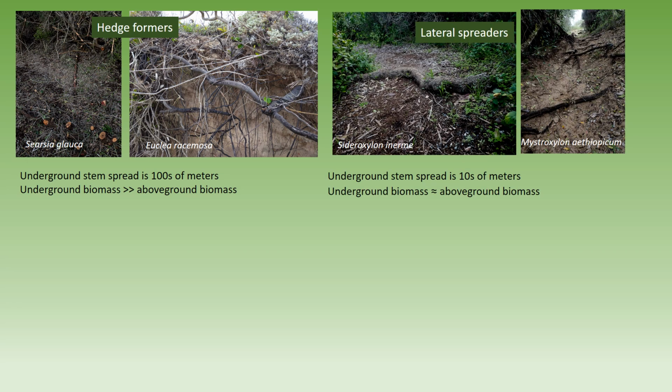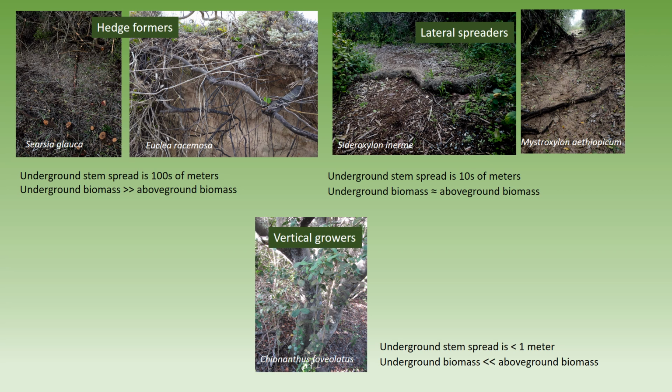Next are the lateral spreaders. This architecture also has extensive underground stems, but not as extensive as the hedge formers. These may spread up to tens of meters, and generally the underground biomass is more or less the same as the above ground biomass.